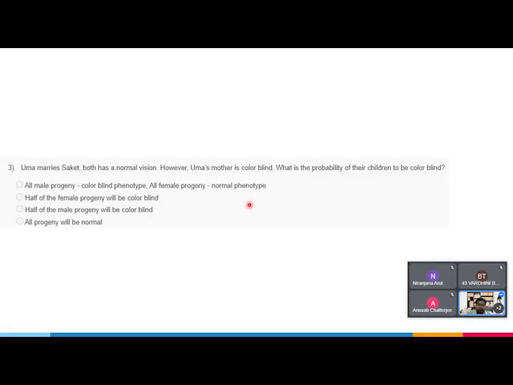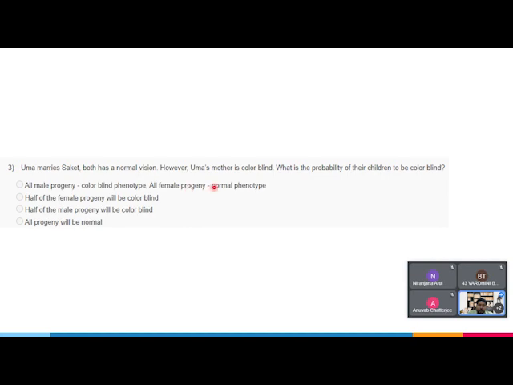So we move forward to the next question. Uma marries Saket. Both of them have normal vision. Uma's mother is colorblind. What is the probability of the child to be colorblind? The options are: all male progeny are colorblind, all female progeny are normal phenotype, half the female progeny will be colorblind, half the male progeny will be colorblind, and all progeny will be normal. Only one option is correct, so you can go ahead and try and answer this.